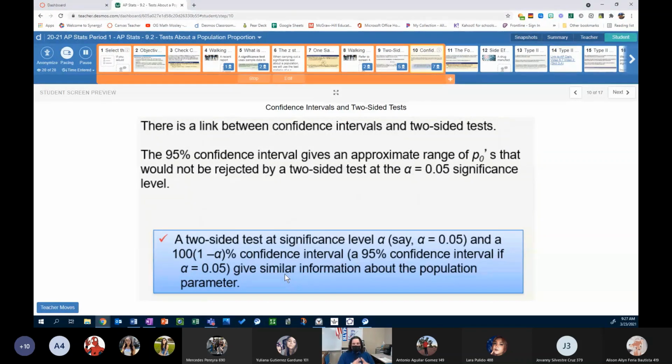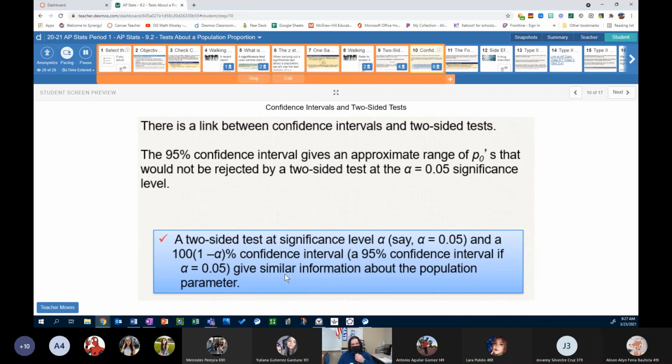Essentially anything that falls outside of that interval would lead to me rejecting the null hypothesis, because those values are outside of what it should be if the null hypothesis were true. So it's a different way of viewing the significance level, right?